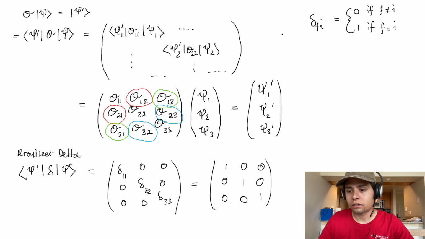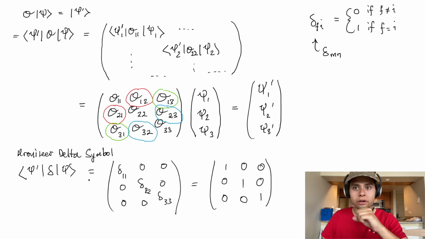Again, this is the Kronecker delta symbol. You might see it as MN in textbooks, or you might see different indices here, but this is again the Kronecker delta symbol. We could think of it as an operator. This thing operates on a state to give us another state.